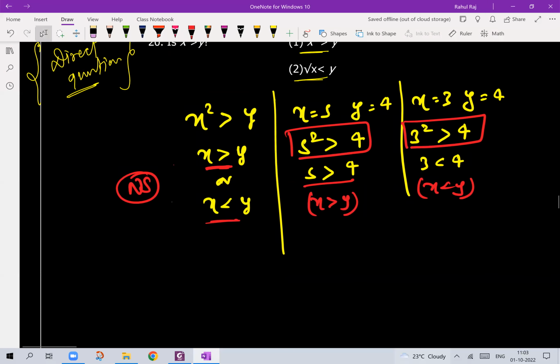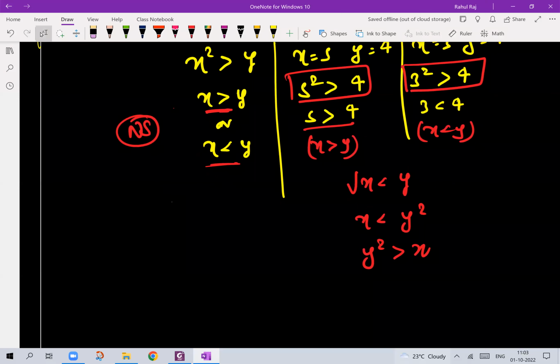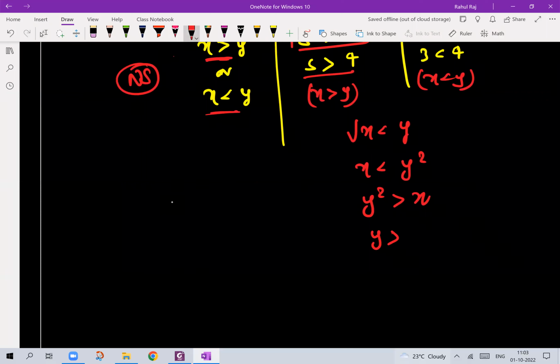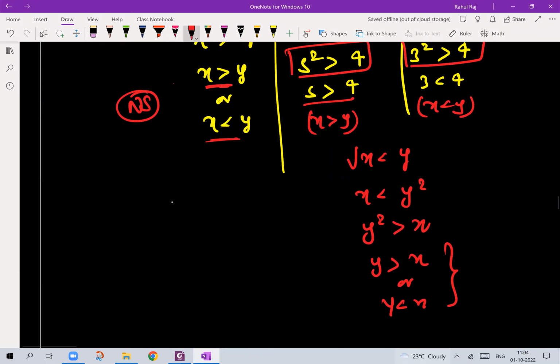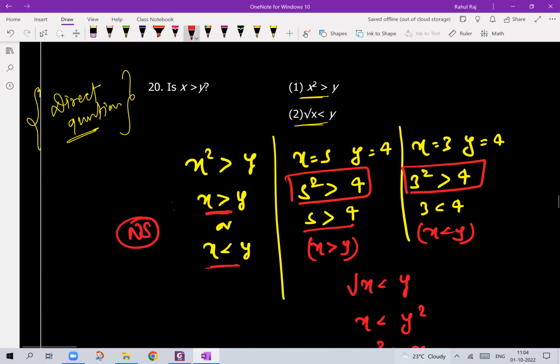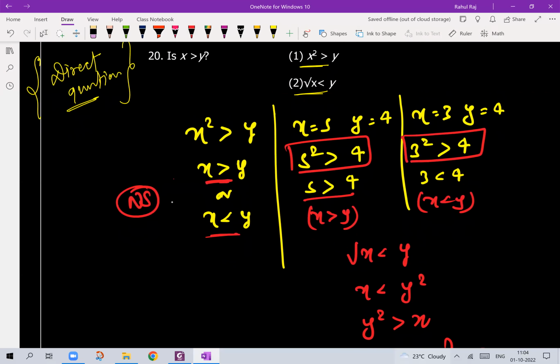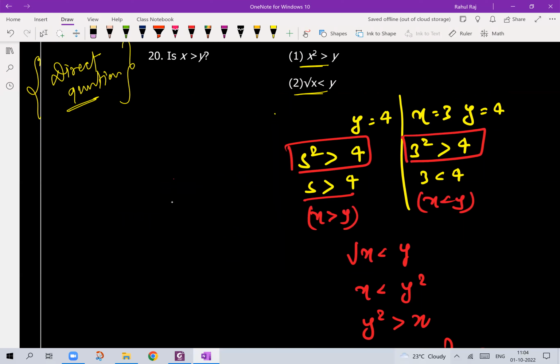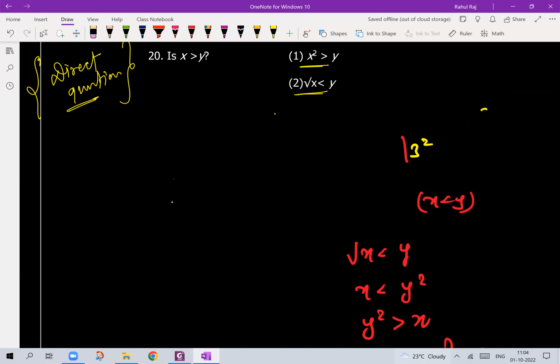Option number 2 says what? Root x is less than y. If I square both the sides, what would happen? x is less than y square. That is nothing but y square is greater than x. And again, if y square is greater than x, y could be greater than x or y could be less than x, because even powers cannot be predicted. So this is again not sufficient. Is that very clear? So I know that individually they are not sufficient to answer the question.